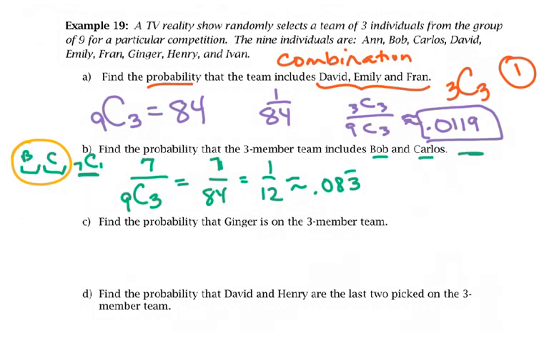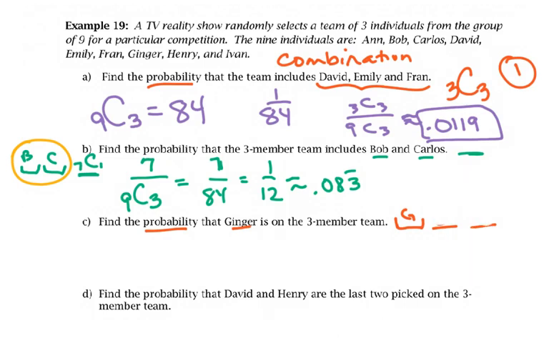Okay, if we go to the 3rd question, find the probability that Ginger is on the 3-member team. So again, kind of like the Bob and Carlos thing, we've got 1 position, it's going to be filled with Ginger. So how many ways can I fill the other 2 positions? So you think, well, there's 8 people to choose from there and 7 people to choose from there, and so you get 56. But let's just say, for example, what if you choose Ann and Bob? Isn't that the same choice as if you choose Bob and Ann? So there's that whole duplicate thing you have to worry about.